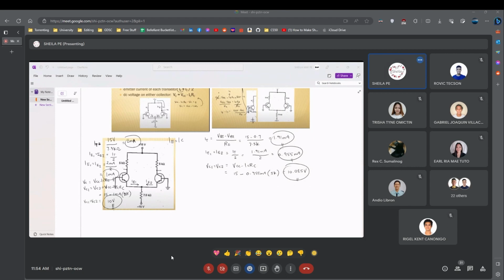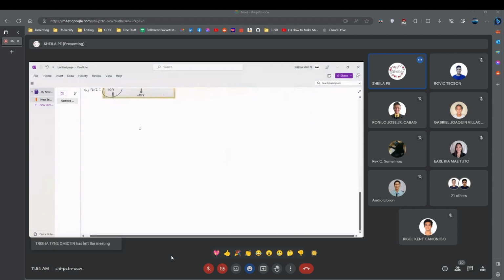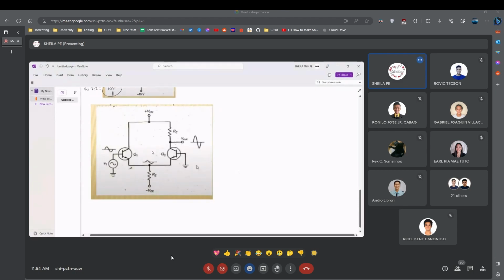Now for AC analysis of a differential amplifier, how about this one? Okay, how about this one? AC analysis. Okay, now in AC analysis, we have non-inverting, single-ended input, single-ended output.